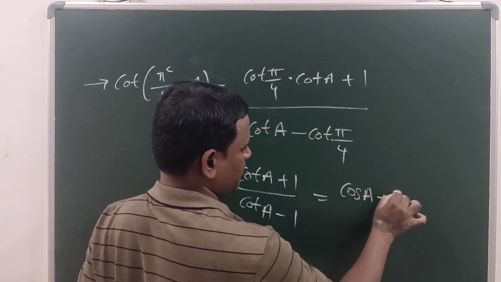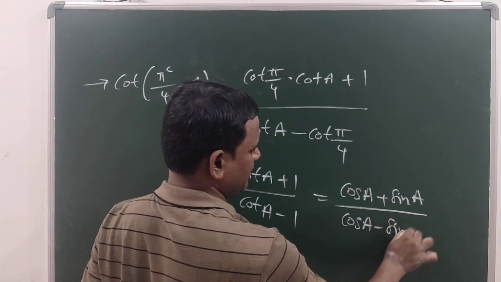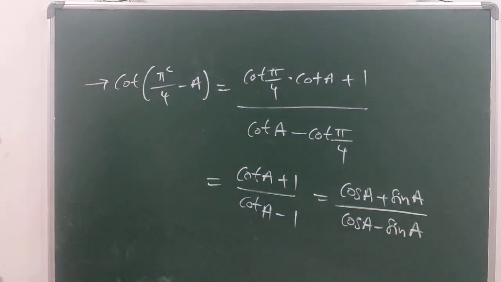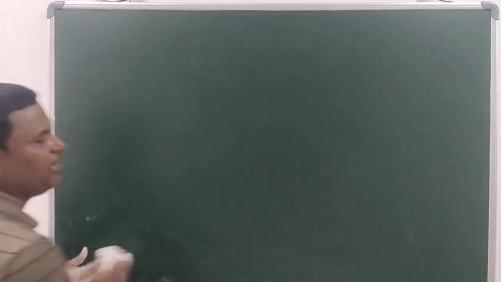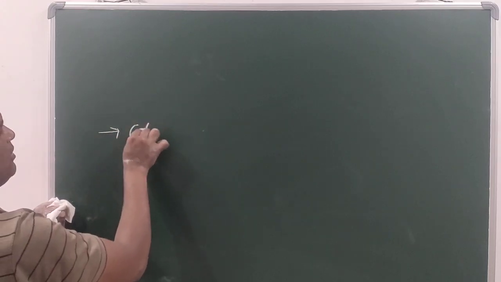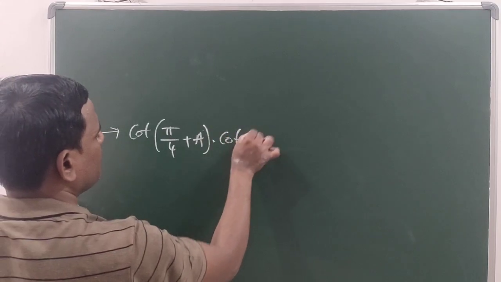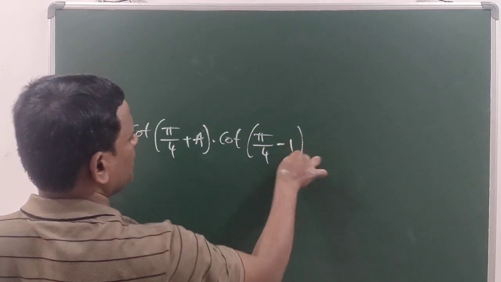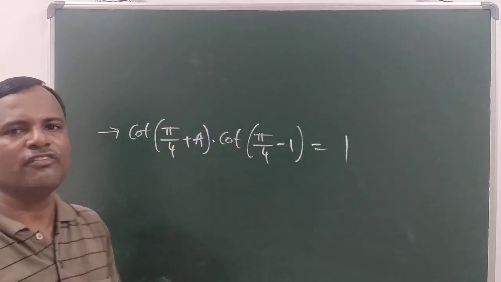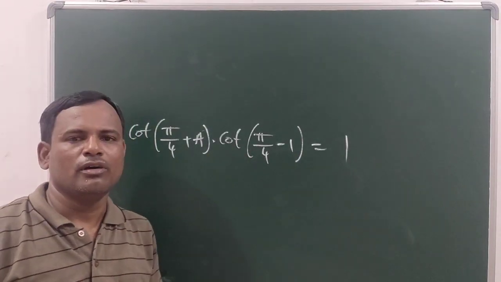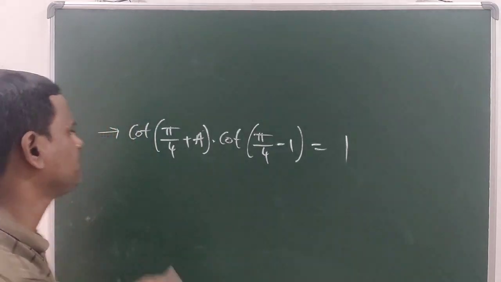Finally you will get cos A plus sin A by cos A minus sin A. Right. Now next step, same like previous one. If you multiply cot of 45 plus A into cot of 45 minus A, your product will be 1. Write both expansions of cot 45 plus A and cot 45 minus A, and go for simplification. Finally you will get 1.